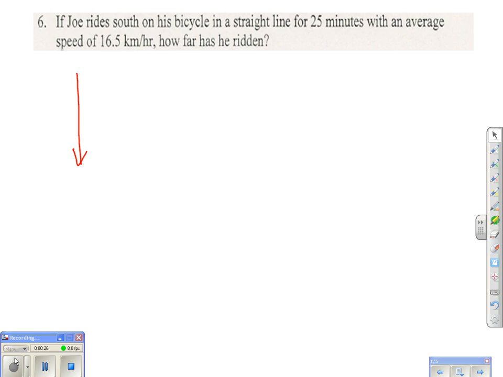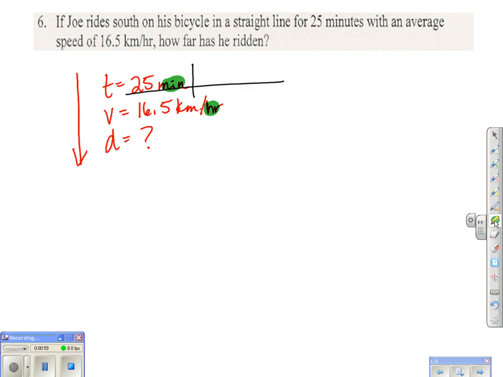Well, roughly, straight line, 25 minutes, so we know time equals 25 minutes. And then we also were told a speed or average velocity of 16.5 kilometers per hour. If that's the case, we want to solve for distance. Our problem is that these hours and these minutes are not the same, so we're going to have to convert one or the other. To me, it's easier to convert the minutes into hours. So for 60 minutes, I have 1 hour. When I do that math, that's 0.42 hours.